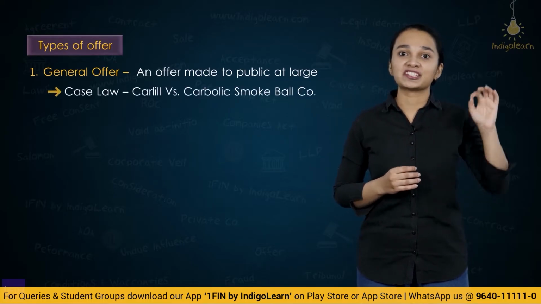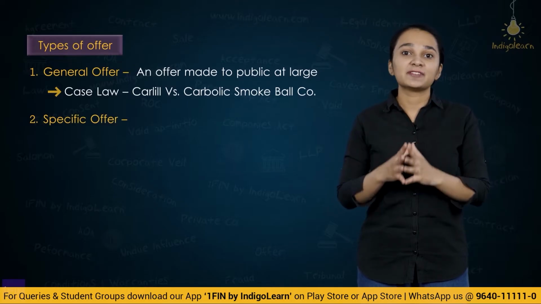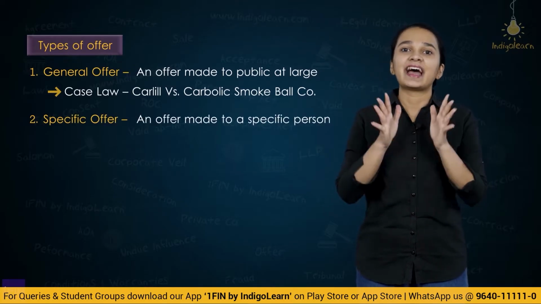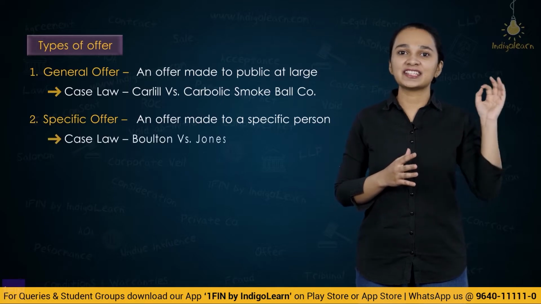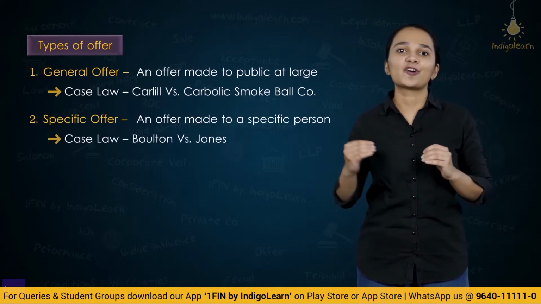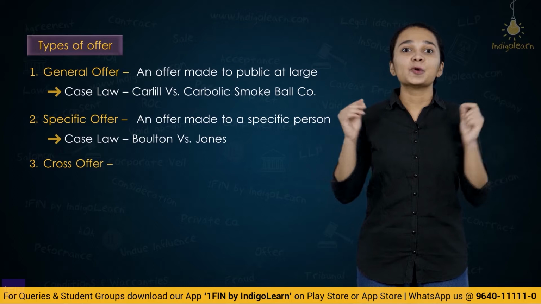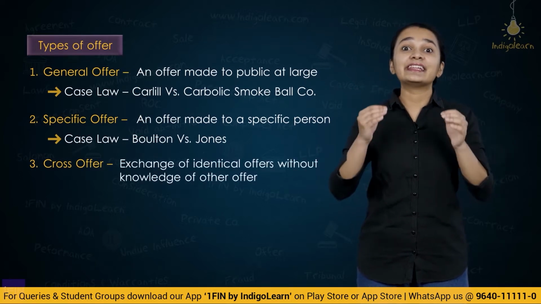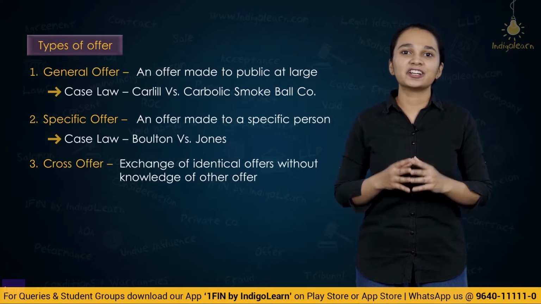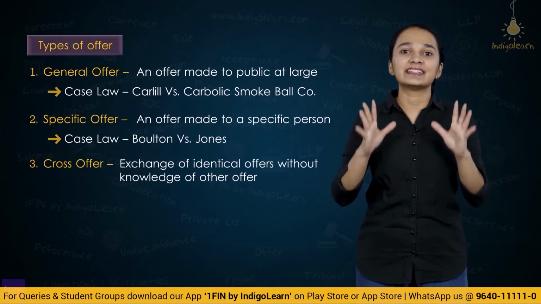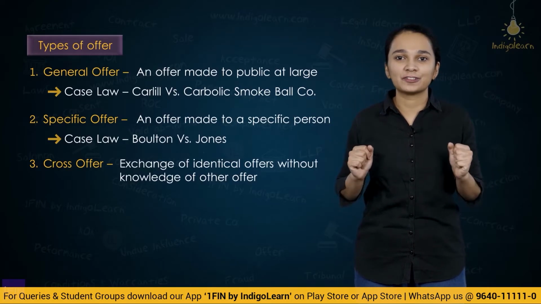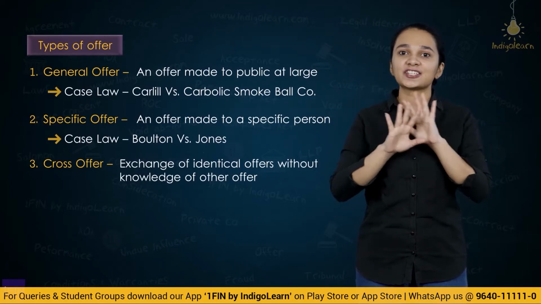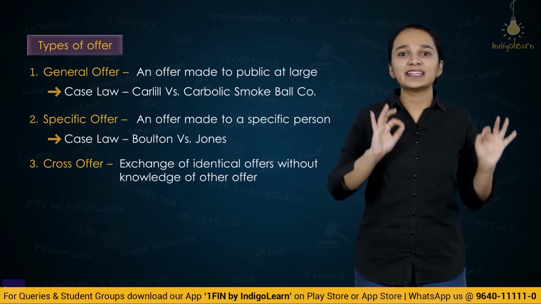Then we have understood what is a specific offer. The specific offer is one which is made to a specific person, and the case law here was Boulton versus Jones. Then cross offer. When two parties exchange identical offers with each other in ignorance of each other's offer, we say that they are making a cross offer. And just because they are exchanging identical offers does not mean that the offer has been accepted.